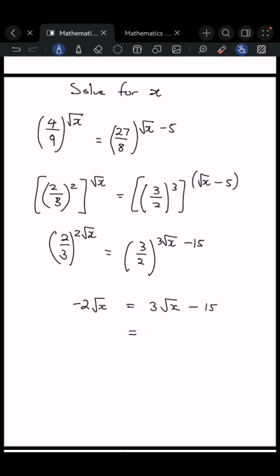So we're going to have 15 come this side, becomes a positive. Therefore we have 3 root x. 2 comes this side, becomes a plus 2 root x. So we have 5 root x is equal to 15. We have root x is equal to 3. We have x is equal to, you guessed it, 9. That's our solution.